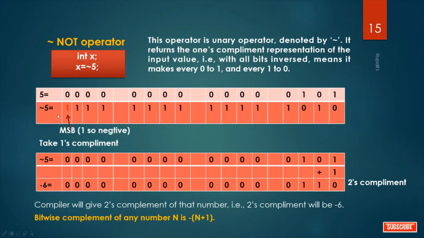So why minus? Because the MSB is 1, so the number is negative. So how can you remember? Just remember, the bitwise complement of any number n is minus n plus 1.